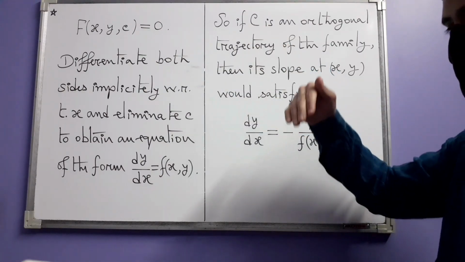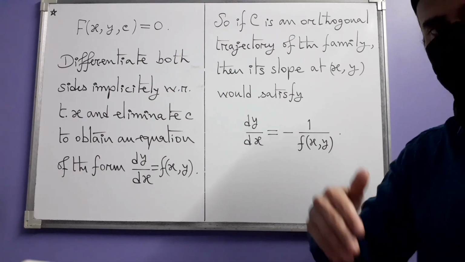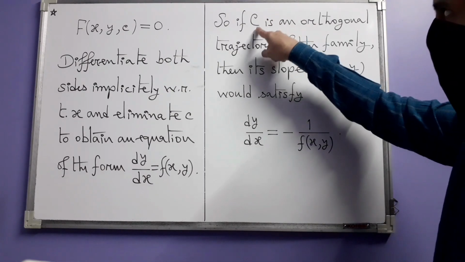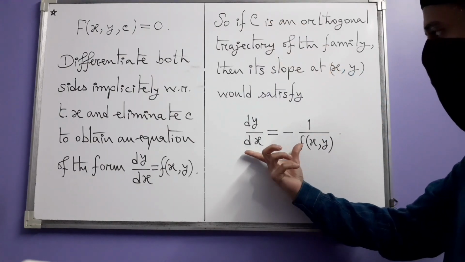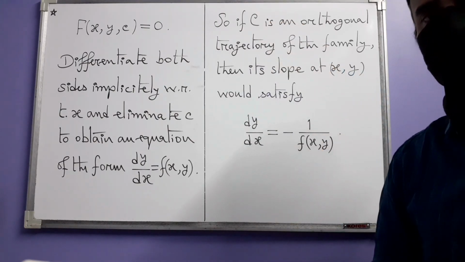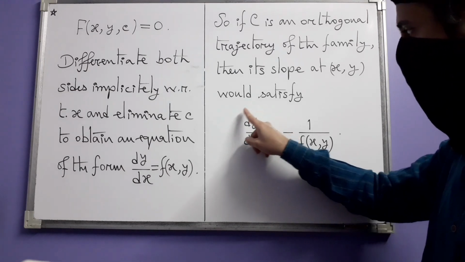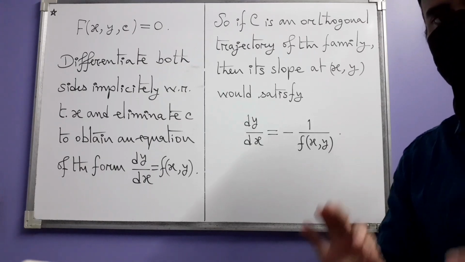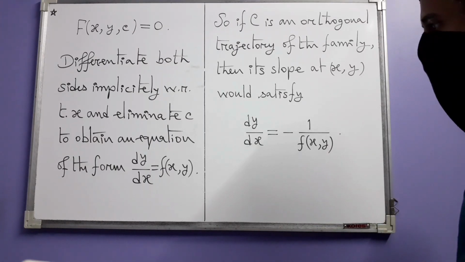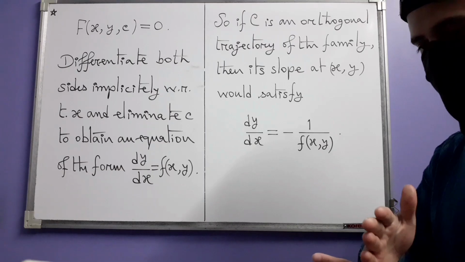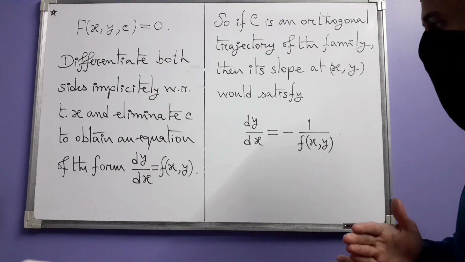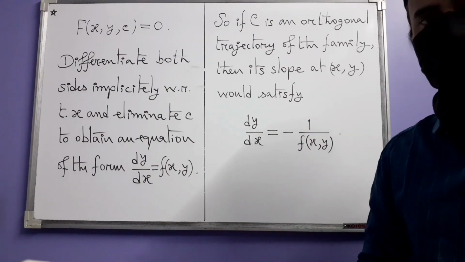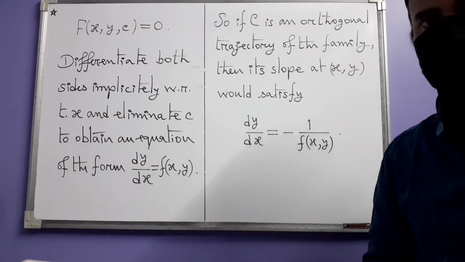And because C has to intersect any such member at some point at right angles, the slope of C at any such point would satisfy this other equation. This time, what is dy/dx? dy/dx is the slope of C at some given point (x, y). Because they are intersecting perpendicularly, the slope of C at that point should be the negative reciprocal of this slope, which we already know from analytic geometry.